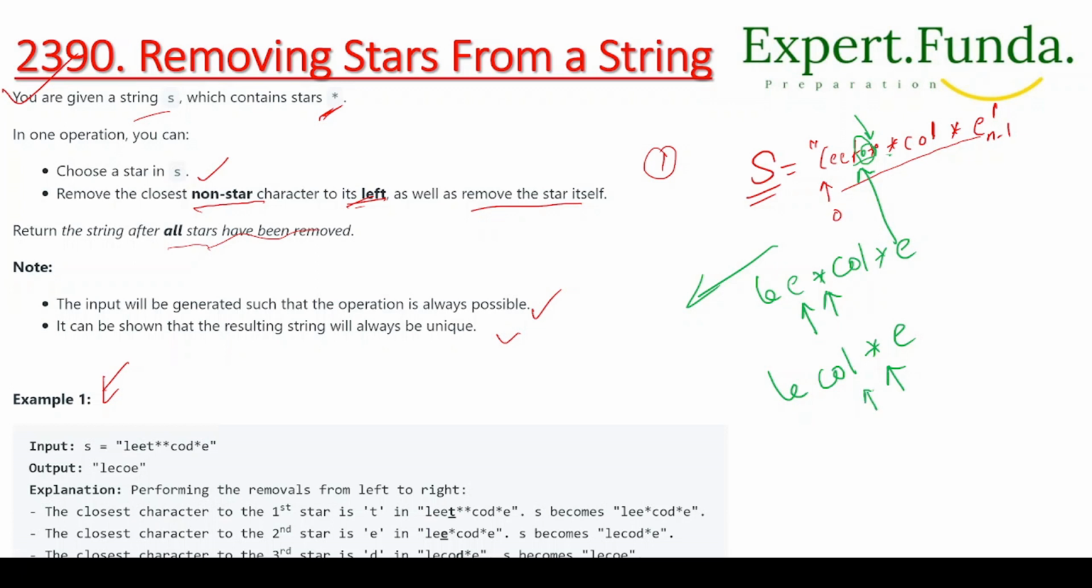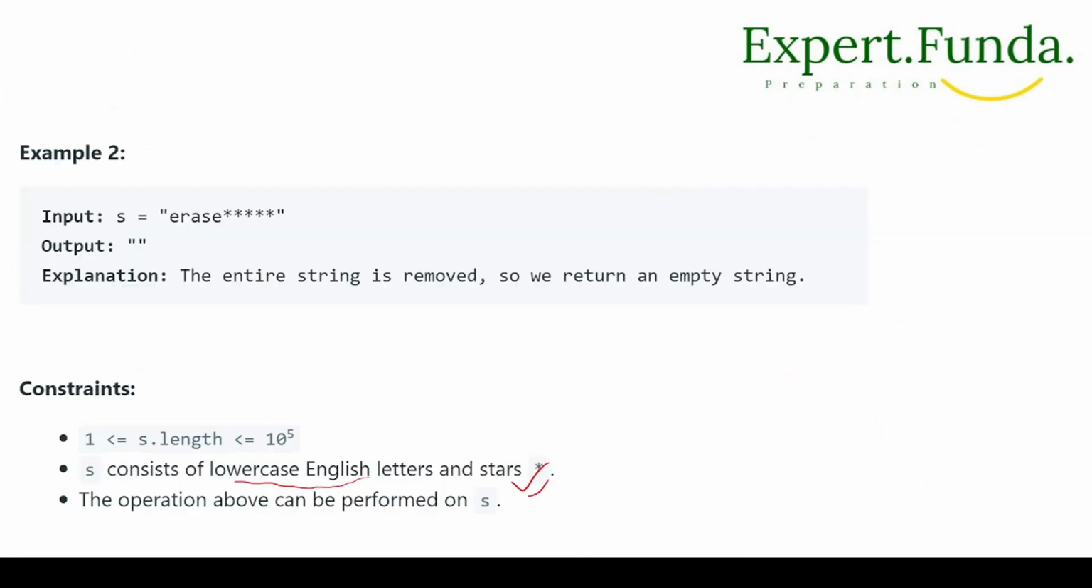character is E, this one, and so we have to remove this one also. So now it will become LE, CO and E, because these two we have also removed now, right? So this will be your final output. Like this you have to do. So there are no more stars, we return this one. Okay, so that's all we have, and you can see here in the output LOCOE.